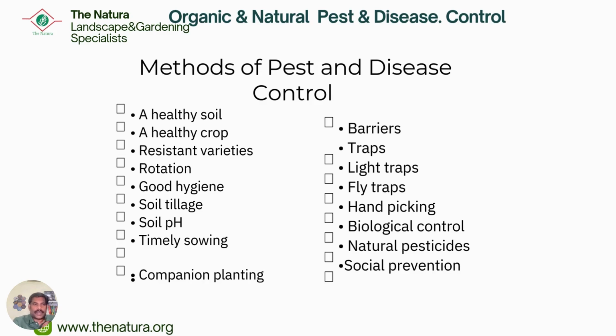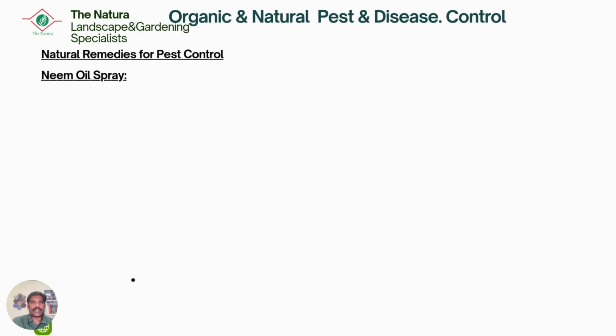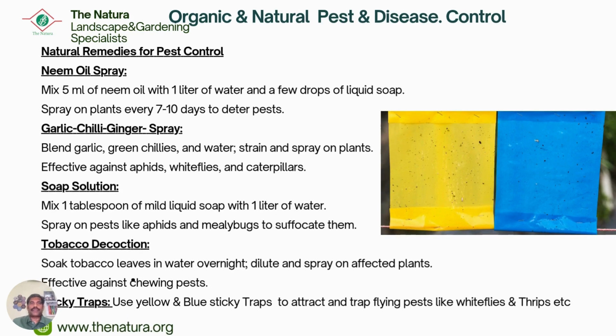And social prevention means you should always avoid bringing diseased or infected plants from different places. Before you bring them, you should check whether any infestation is there in the plants and planting material. That is more important. If you are doing all these things, you will definitely have better control or prevention of pests and diseases. See, natural remedies, how we can control.